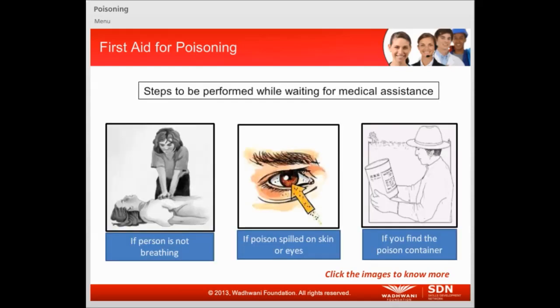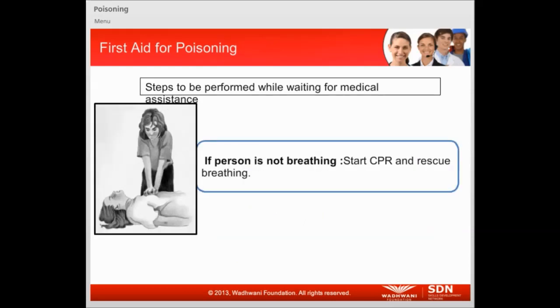Steps to be performed while waiting for medical assistance. Click the images to know more. 1. If the person is not breathing, start CPR and rescue breathing.